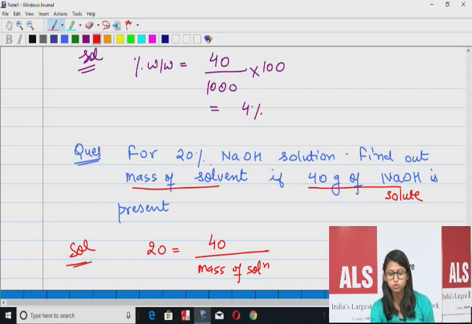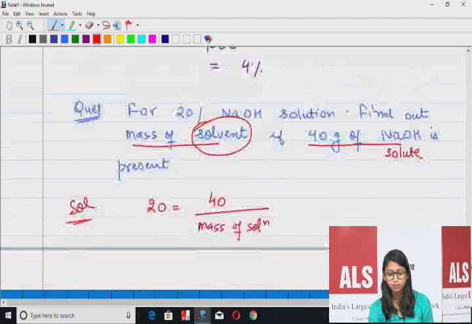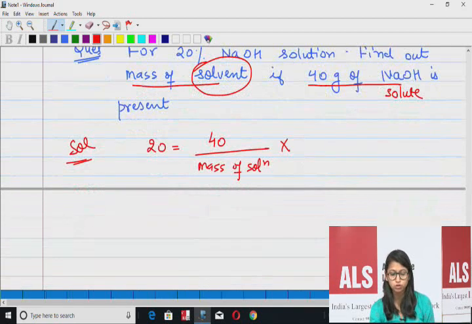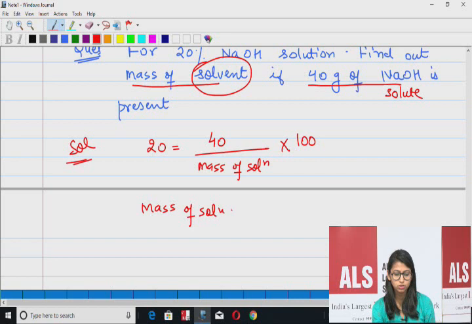And everyone, here we used to calculate the mass of solution. Don't get confused. In the question I've asked you for the solvent, but in the formula we calculate for the solution. That is okay. So you will be calculating the mass of solution first. That would be 40 into 100 by 20. So if you calculate it, that would be 200.